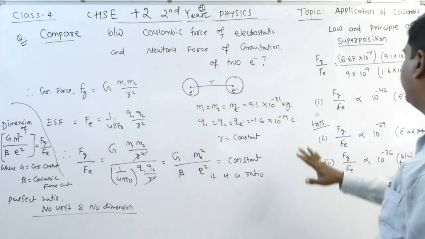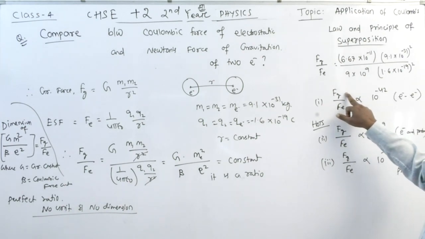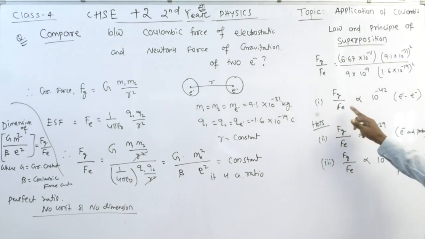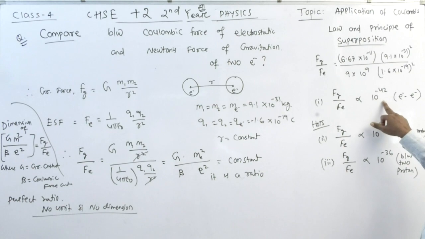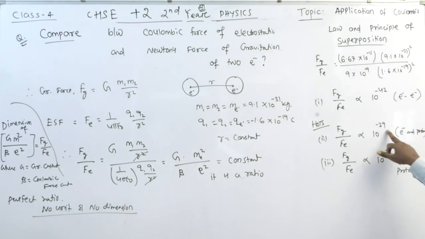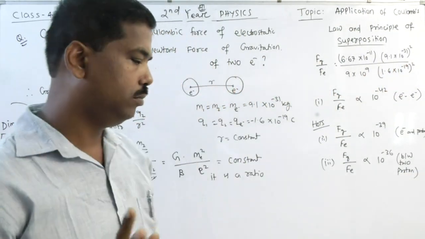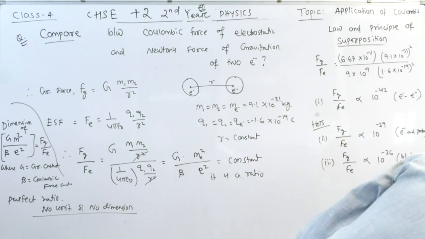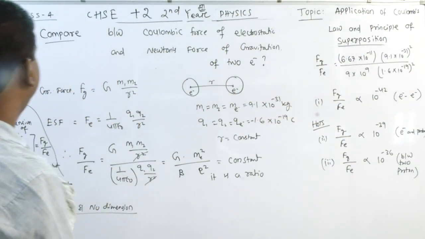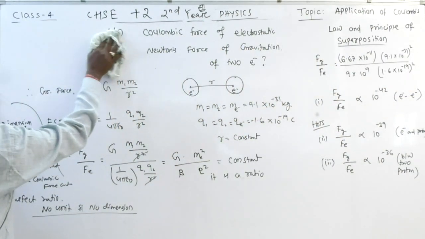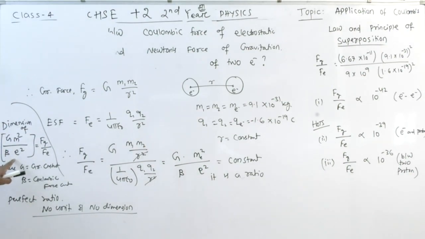Out of that we have concluded that the gravitational force is weaker and the electrostatic force is stronger by 10 to the power 42 times between two electrons, 39 times between an electron and a proton, and 36 times between two protons. Very, very important concepts. This is the last part of electric charge. Sometimes these dimensions are asked in entrance questions also.